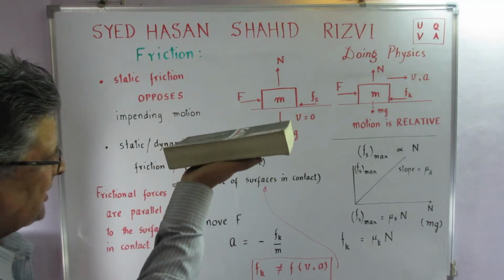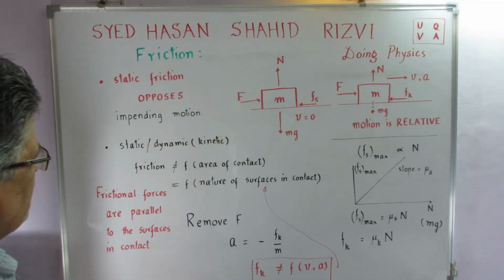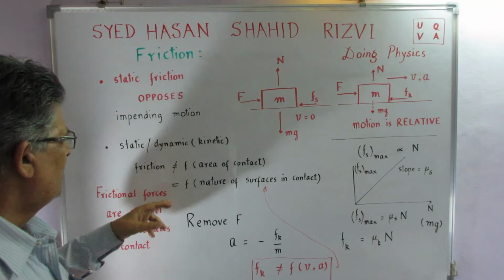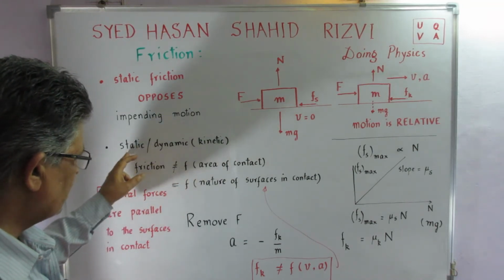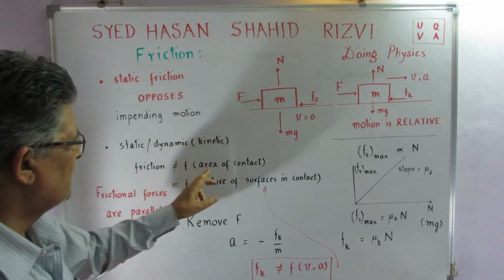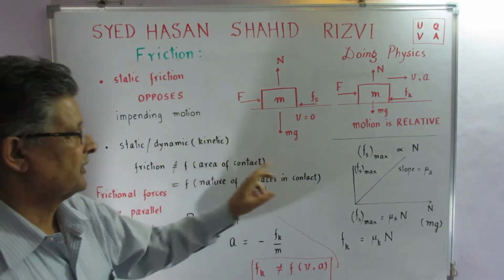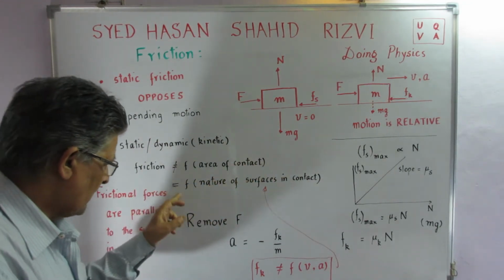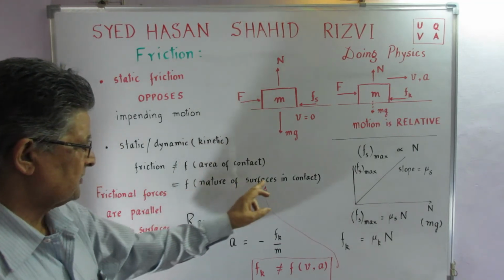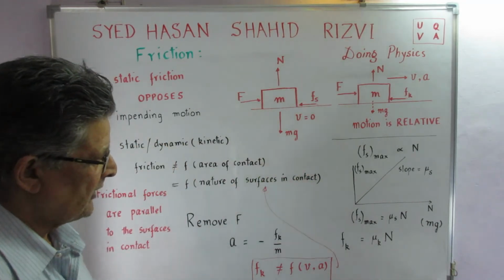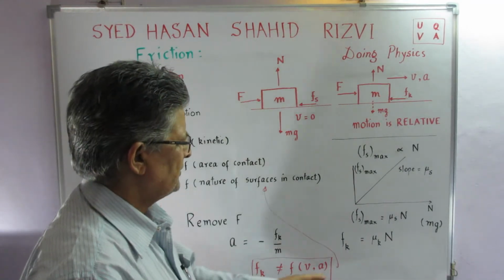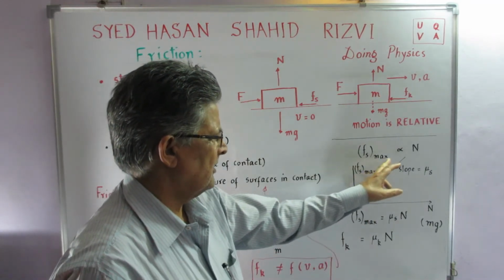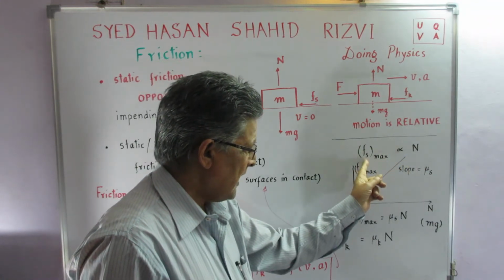Okay, so experimentally we find that the friction, whether dynamic or static, both frictions do not depend upon the area of contact. They rather depend upon the nature of the surfaces in contact. Okay, now suppose I am just writing the same kind of relation which we did here for Fs maximum.